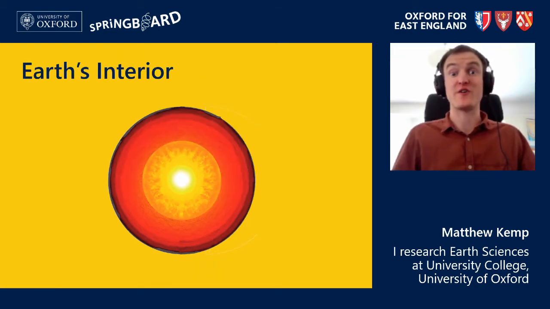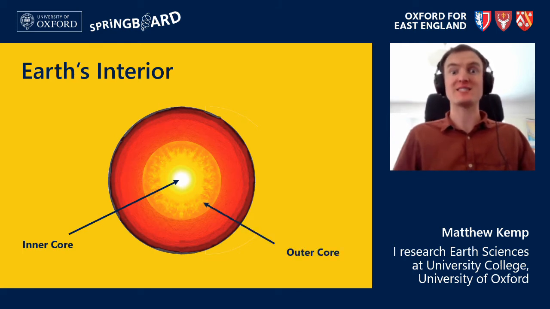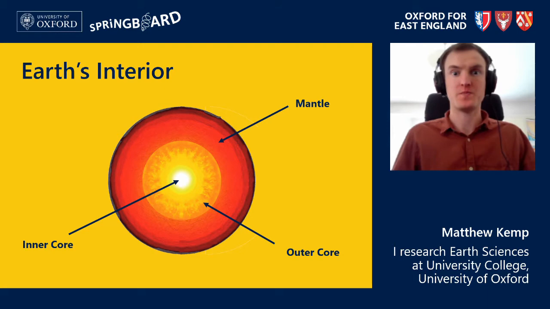Let's start off with this very simple view of the inside of the Earth, this layered structure. At the very centre we have the solid iron inner core. Around that is the liquid iron outer core, and around that is the solid rock mantle. And then on the surface is the very cold, thin crust that we live on. The very centre of the Earth is very, very hot. It's about 5,000 degrees Celsius. And over the last 4.5 billion years, it's been slowly cooling down.